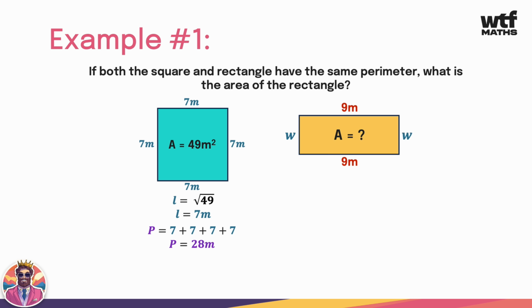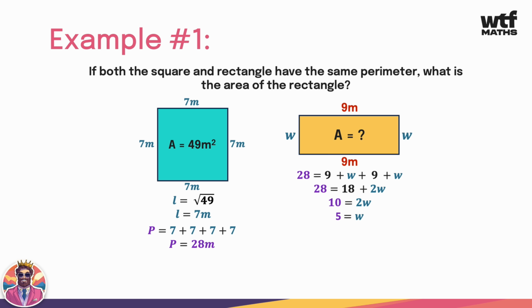Now, because these shapes have the same perimeter, I can write a statement like this. 28 meters is 9 plus W plus 9 plus W. At this point here, we just simplify as much as we can. So 28 is 18 plus 2 widths. If I take 18 from both sides, 10 is 2 widths. So 2 times what number is 10? It would have to be 5.